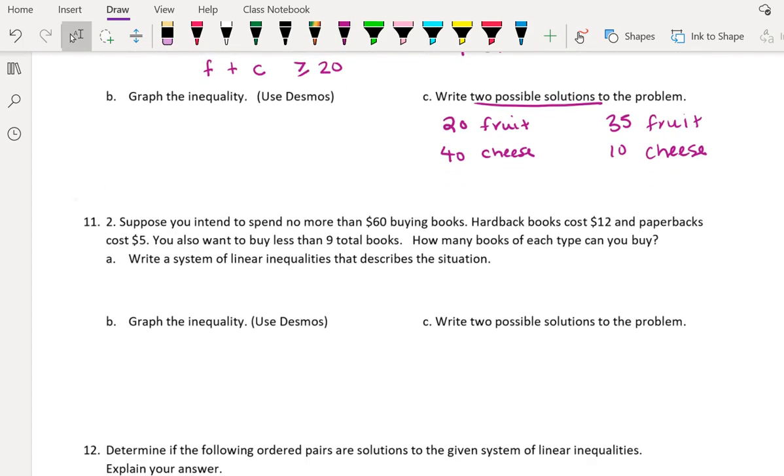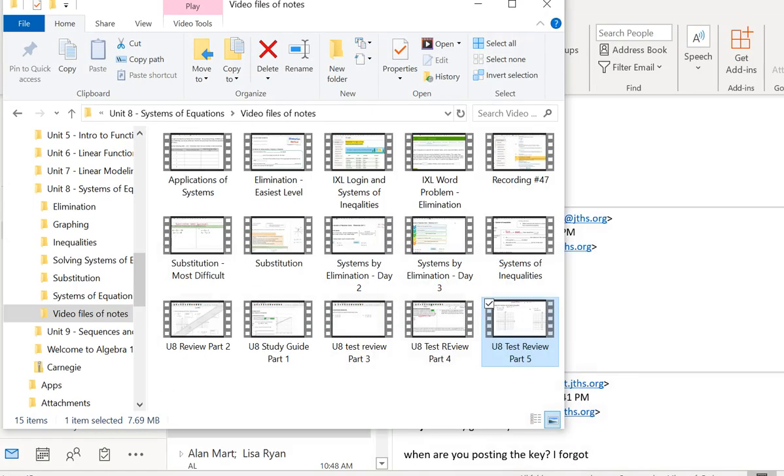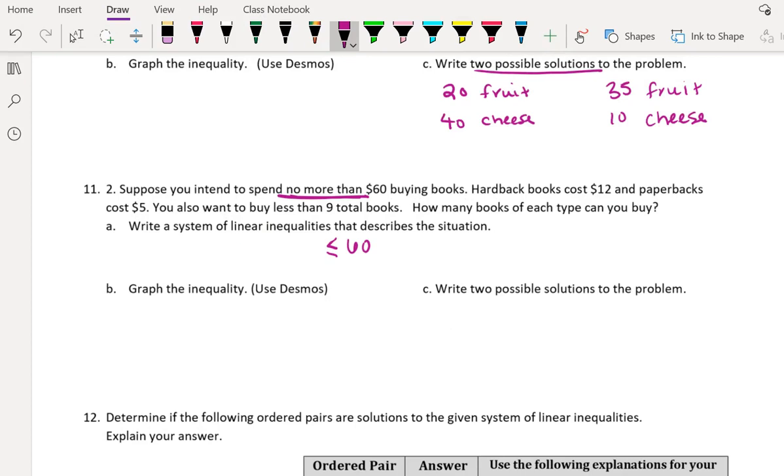Looking at the second example, suppose you want to spend no more than $60 buying books. So no more than means that I want to spend less than $60. I can also spend $60. Hardback books cost $12, so $12 for a hardback, plus paperback costs $5, so $5 for a paperback. You also want to buy less than 9 total books. So hardcover plus paperback have to be less than 9.